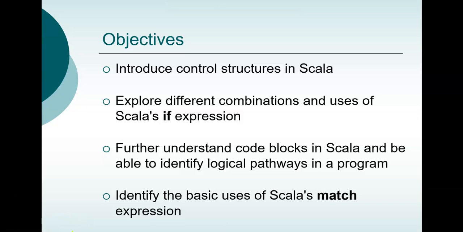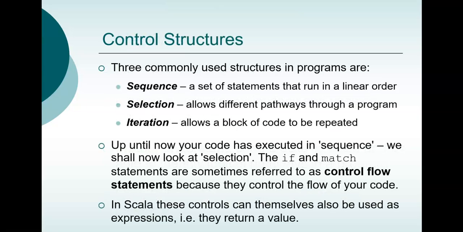So, what is a control structure? There are three commonly used structures in programs. The first one is called sequence. Sequence is a set of statements that follows one after the other, or that runs in a linear order. So when you start a program, you declare a variable, you input, you print, you stop. It means it is in sequence only.